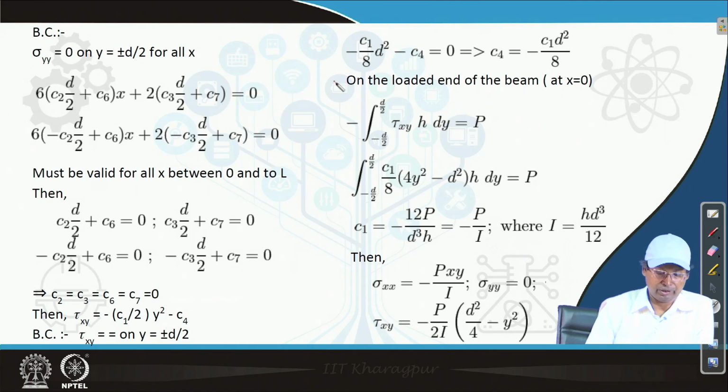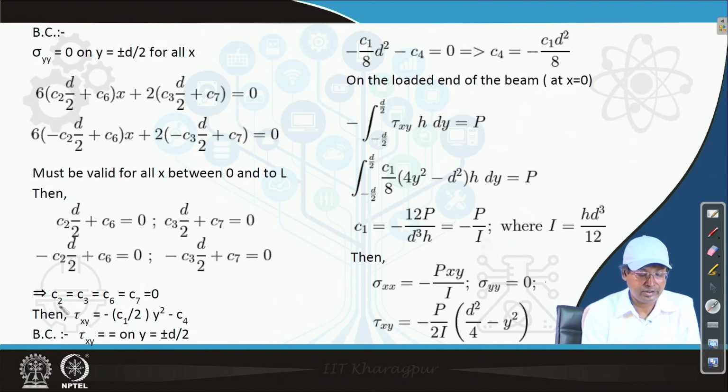These are proved in maths, we will not spend time on that, and consequently these 4 conditions, for this particular nature of the boundary conditions, give us C 2, C 3, C 4, C 7 equal to 0, and then tau x y is equal to minus C 1 by 2 y square minus C 4.